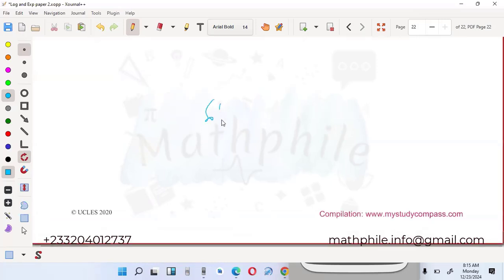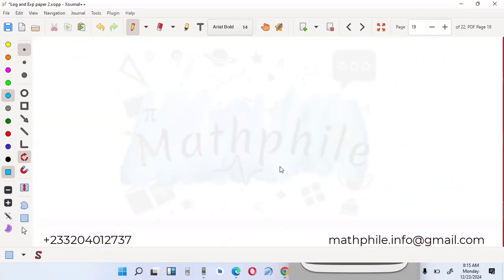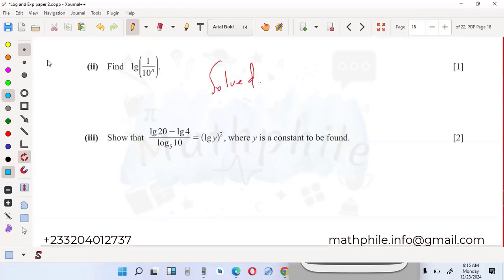So that's the end of the log equations and the application.